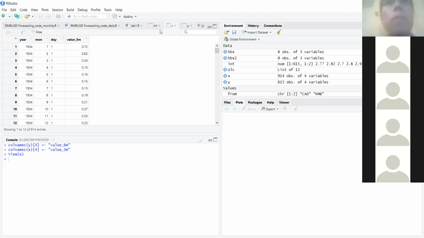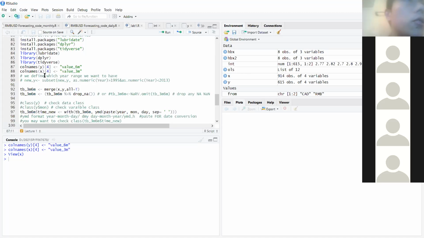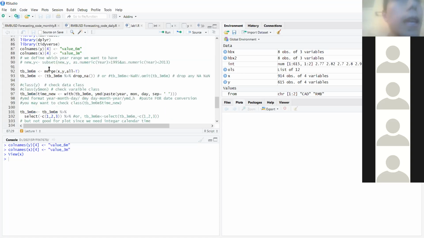And the command will be simply colnames. You want to change the name of the first column, so you put a 4 here. This one is the new name you want to put in to differentiate. Okay. Now you can take the merge. Merge x and y, all equals TRUE. That means you want to merge all of the data.